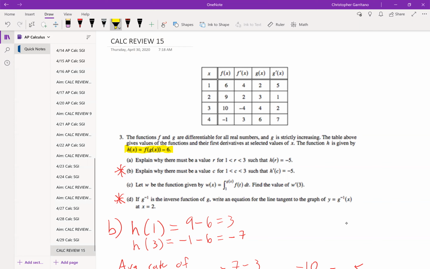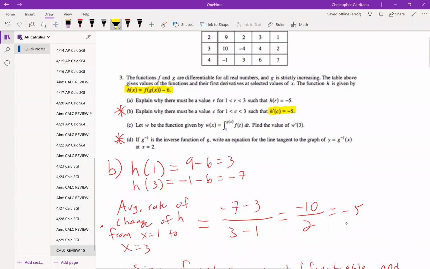You can either use the intermediate value theorem, where you actually find values of h prime and hope to find one that's less than -5 and one that's greater than -5. And if that's the case, and since h prime is continuous, you'd be able to make the claim that there's a value such that h prime is equal to -5. If you tried that out, you would find that we don't have the ability to do that here. So we have to rely on the mean value theorem.